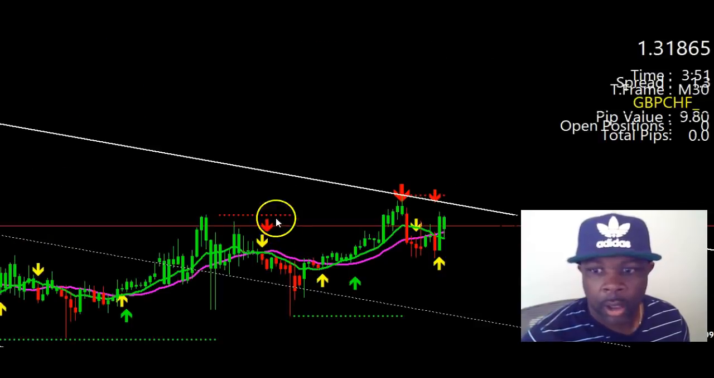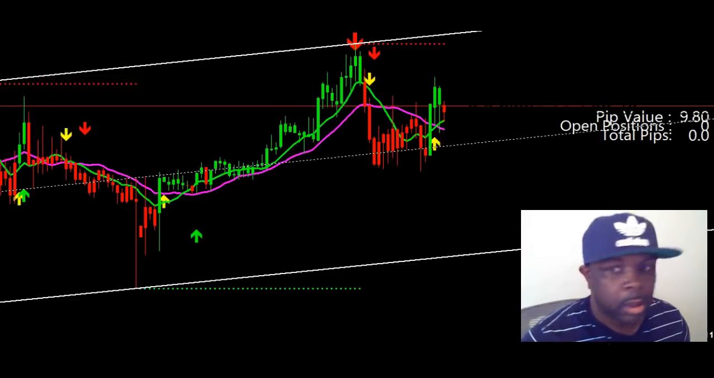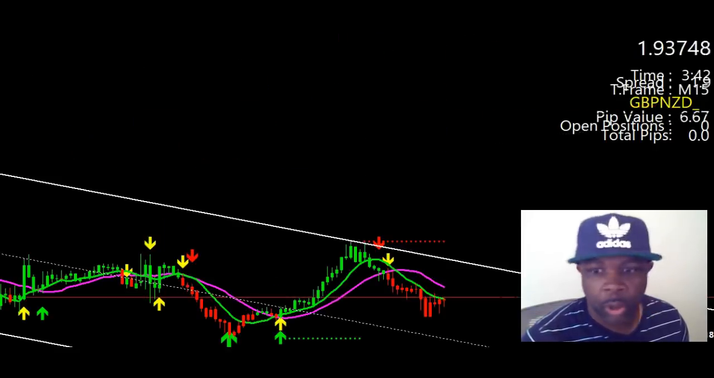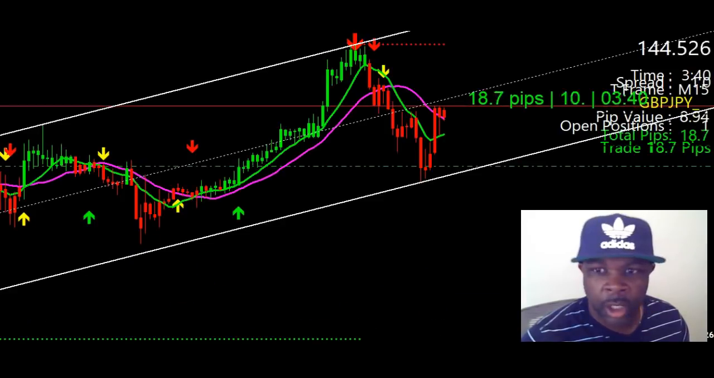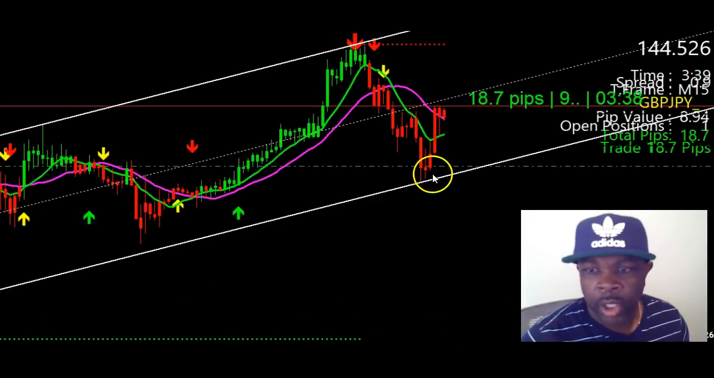Okay, look at that. Okay, look. Worst case scenario, you're only in 10, 20 pips, 25 pips, whatever, something small, but nothing important. You know what I'm saying? Look at that. Boom. Look at that bad boy.